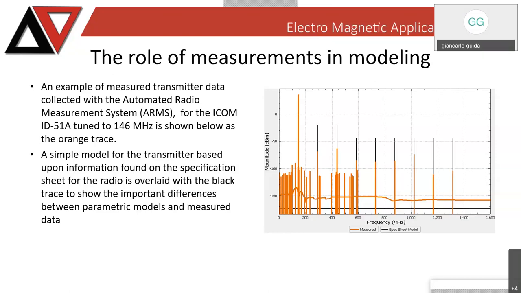Modeling and measurements are not two different things. Modeling and measurements must stay together. And measurement can be used to improve the quality of modeling, like in this case, when you introduce in your model the measured transmitted power of the transmitter, you will get much better results.